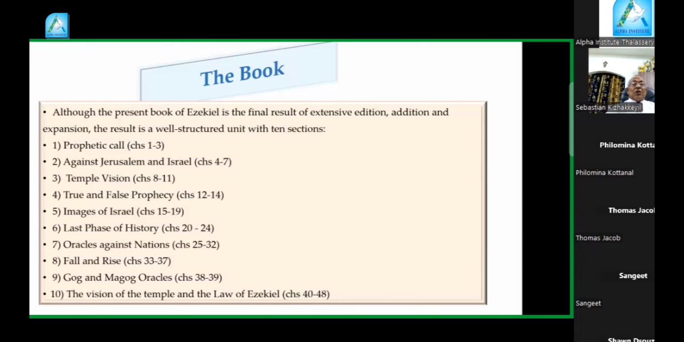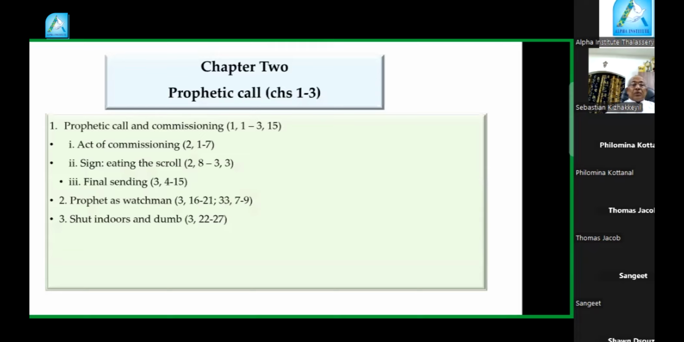Now let us go to the first section, that is, prophetical, chapters 1 to 3. Chapter 1 of my book is the introduction, and chapter 2 covers chapters 1 to 3, which I discuss there: prophetic call and commissioning, the act of commissioning, the sign of eating the scroll, the final sending, the prophet as a watchman, and shut indoors and dumb. Let's go back to the introduction.